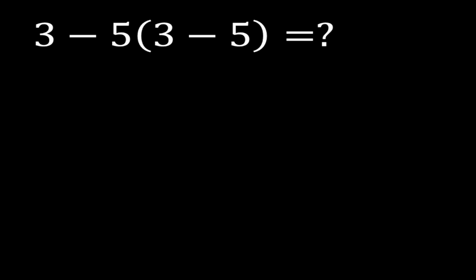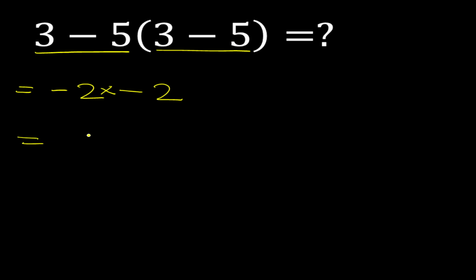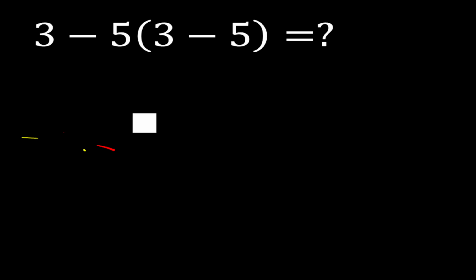So most people solve this question like 3 minus 5 is equal to minus 2. Then again 3 minus 5 is equal to minus 2, right? So now minus 2 times minus 2 is equal to plus 4. But this answer is not correct. This answer is completely wrong. So now let's solve this problem correctly by using the PEMDAS rule, right?